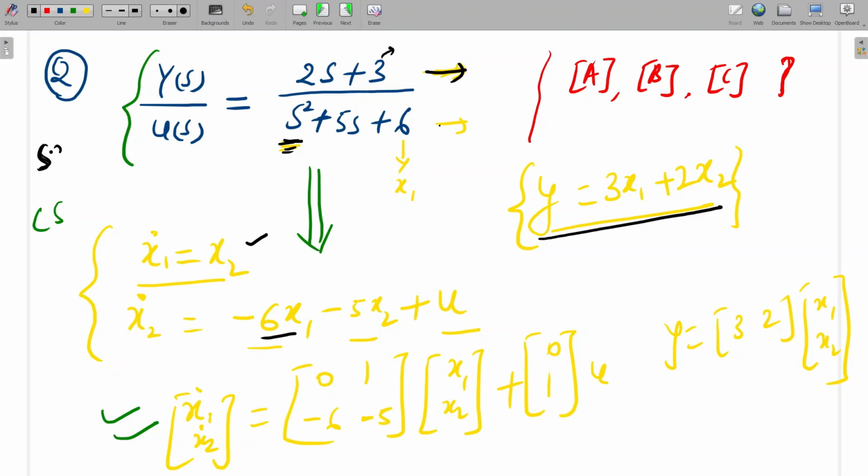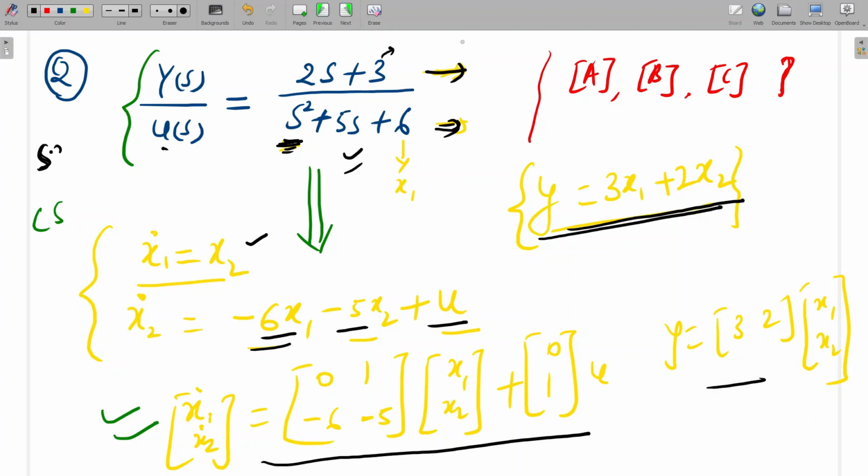These two equations we are using separately, the top and the bottom. So y is equal to 3x1 plus 2x2. Similarly, this below equation: x2 dot equal to minus 6x1 minus 5x2 plus u, because u is there on this side. So from these two equations we can write the ABCD matrix. If we do the reverse thing, then we can get this transfer function. So this step should be remembered.